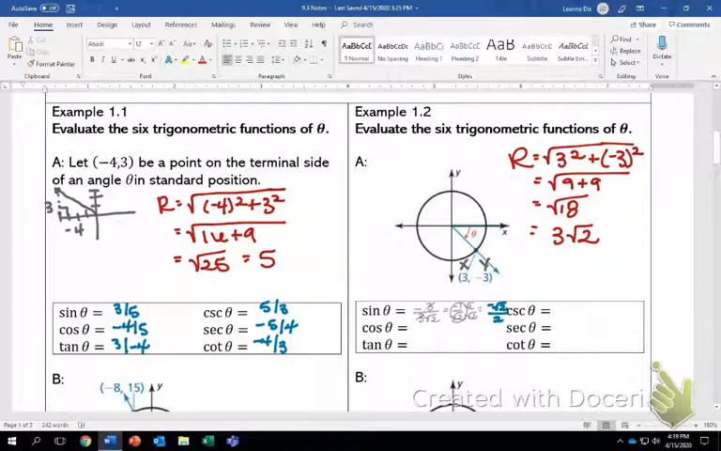All right, so this is our trig function, and I put it in different colors so you could see that this is our final answer for sine. Now that we have that, we can go to our cosecant.